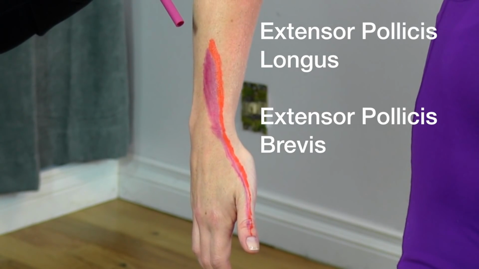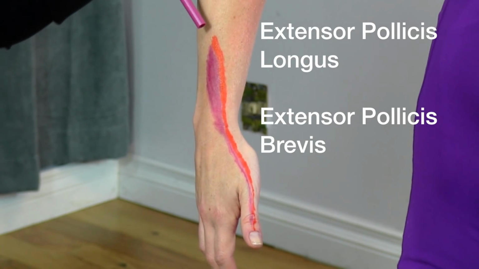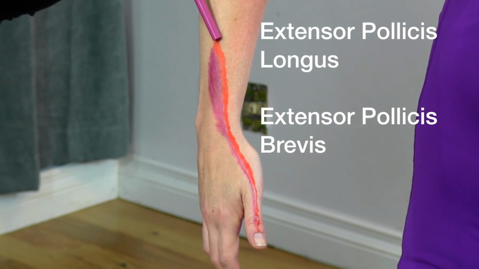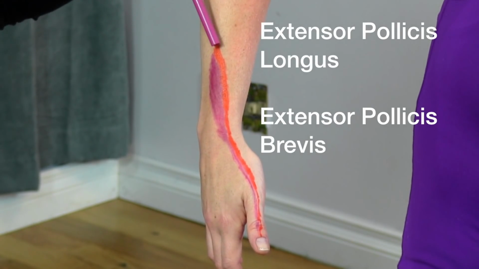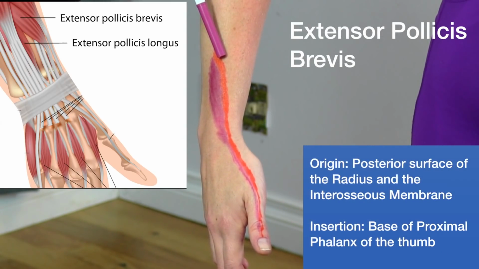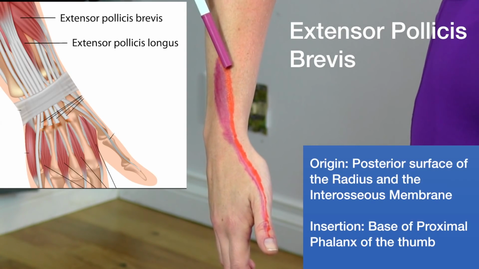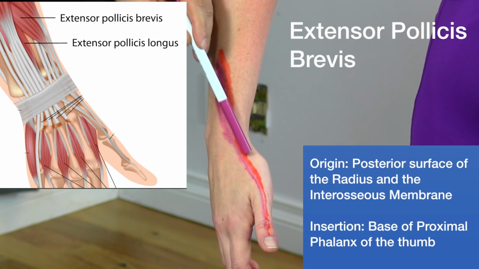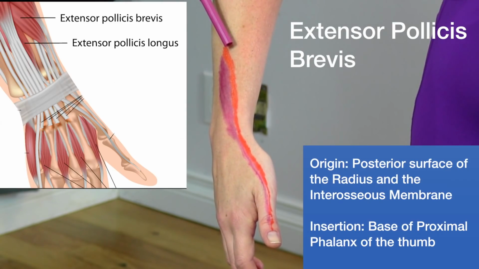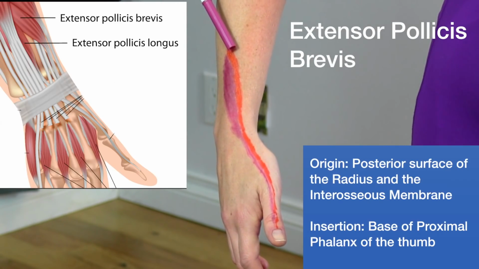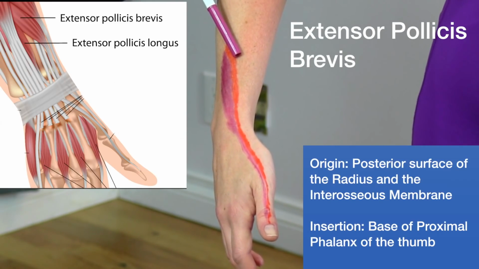The next two muscles we'll discuss are the extensor pollicis brevis and extensor pollicis longus. For the purpose of the video here, we've colored the pollicis brevis in red and the pollicis longus in purple. So looking at the extensor pollicis brevis, it originates inferior to the abductor pollicis longus. The tendon inserts on the base of the proximal phalanx of the thumb. The actions of this muscle are extension of the metacarpophalangeal and carpometacarpal joints of the thumb, and it also assists in abduction of the thumb.